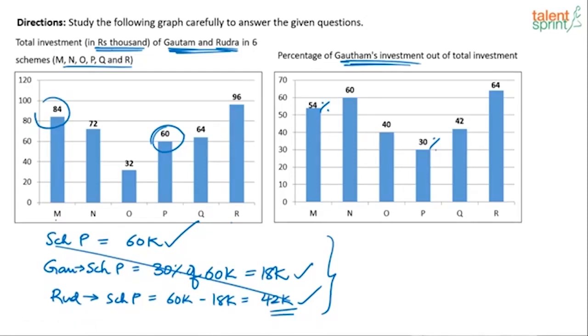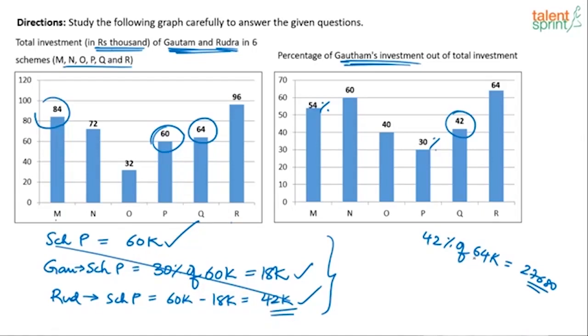So first of all, let us find out Gautam's investment in scheme Q. 42% of 64,000. Now you have to do this calculation. What is 42% of 64,000? 10% is 6,400. 40% will be 25,600. 1% is 640, 2% will be 1,280. So 25,600 plus 1,280 is 26,880. Or you can do 50% minus 8%, whichever you want.